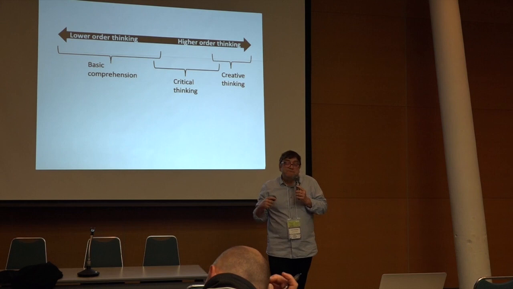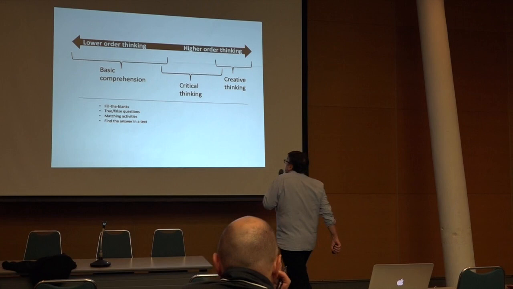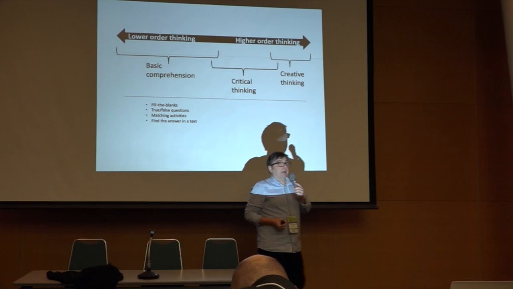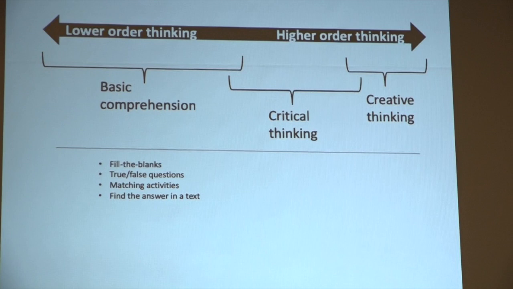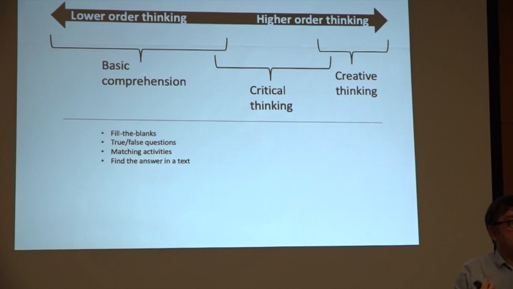To recognise when these things are happening in the classroom, it's a generalisation, but there are certain exercise types going on. In a basic comprehension type thing, students are doing fill-the-blank exercises. They're doing true-false. Maybe they're matching words. They're finding an answer in a text, doing very basic comprehension work. They're gathering information at the back of their brain, basically, and they're checking that they understand language.